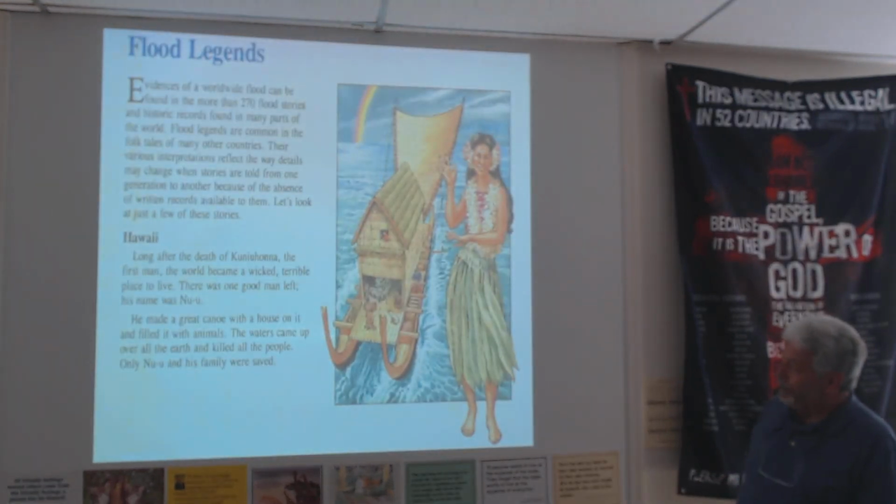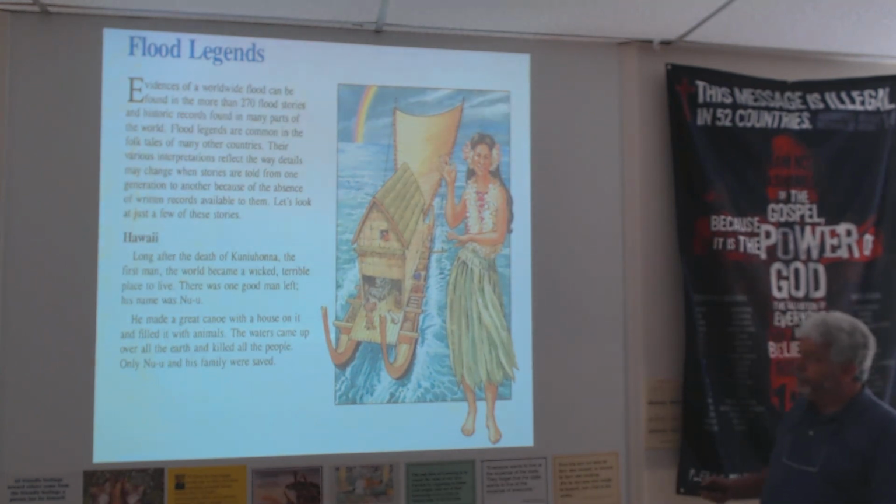For example, in Hawaii, it says this, and you're going to notice some similarities and a few differences. After the death of Kinuahona, the first man, the world became a wicked, terrible place to live. There was one good man left. His name was Nuhu. Is that pretty close to Noah? Yeah. Is the situation accurate that's described? Yeah. He made a great canoe with a house on it. Now, if you're in Hawaii, that's probably as close as you're going to get to describing an ark.